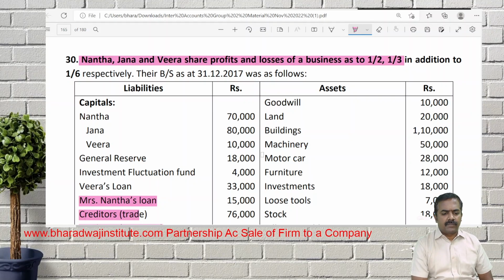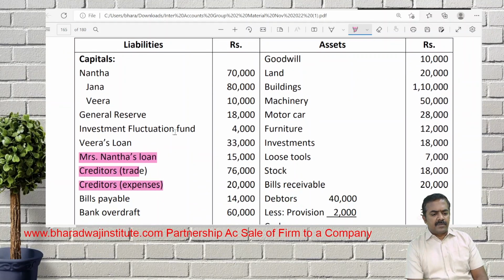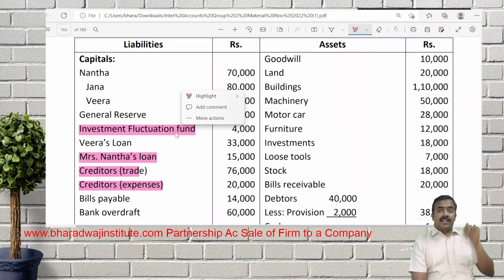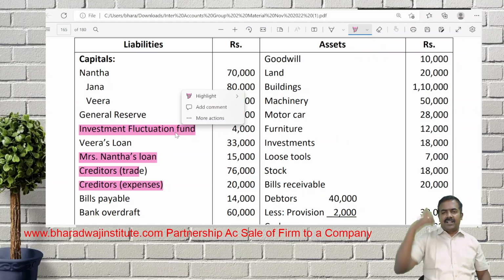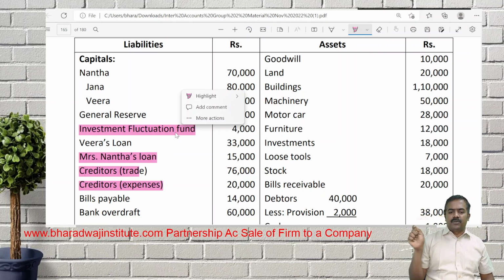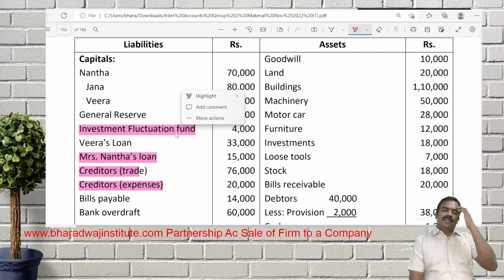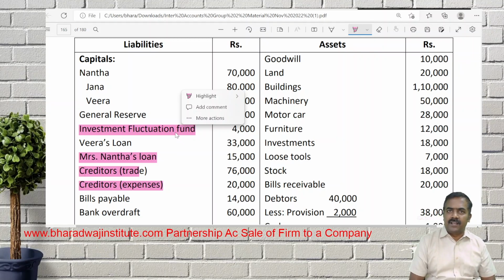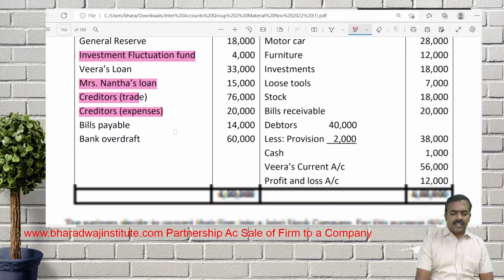But if it is not clear, do you remember investment fluctuation? When transferring to the realization account, we transfer assets as sundry assets, goodwill, land, building, machinery on the debit side. On the credit side, what do you do? We transfer external liabilities and specific reserves. Those specific reserves we would have seen in the first problem, like investment fluctuation reserve, maybe joint life policy reserve. Same thing. We'll transfer to the realization account. So we will see in the next class. No issues.